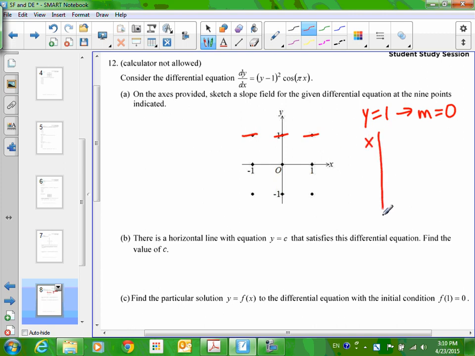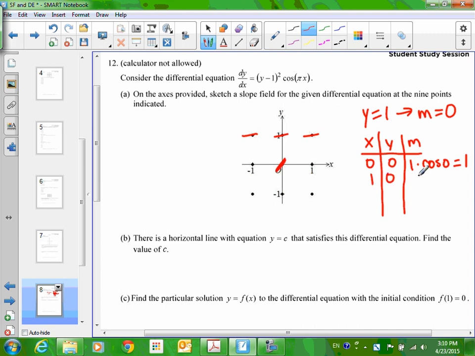Okay, if you wanted to set up a chart, I noticed some of you doing this earlier. 0, 0. 0 minus 1 squared, that's 1. What's cosine of 0? If you don't know this, you got to study it. 1. So that's a 1 there. It's a slope of 1.